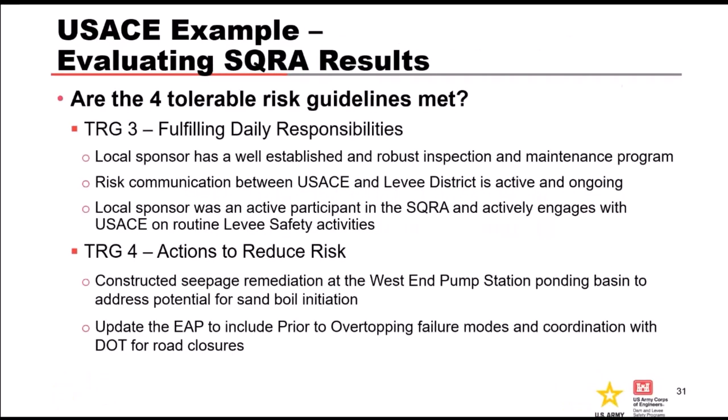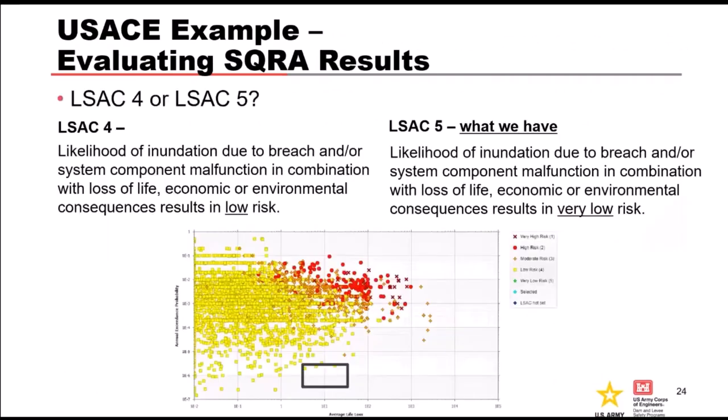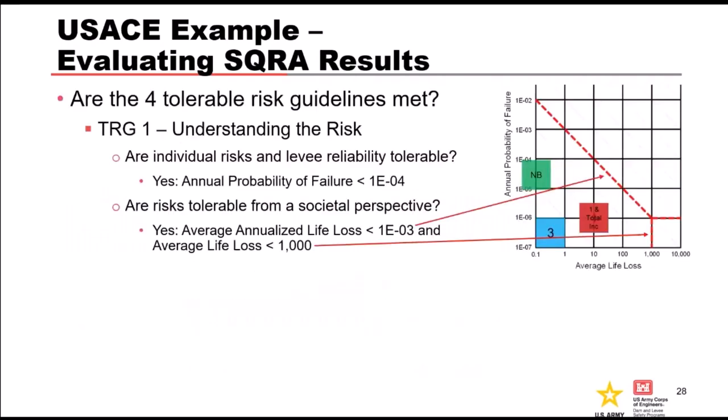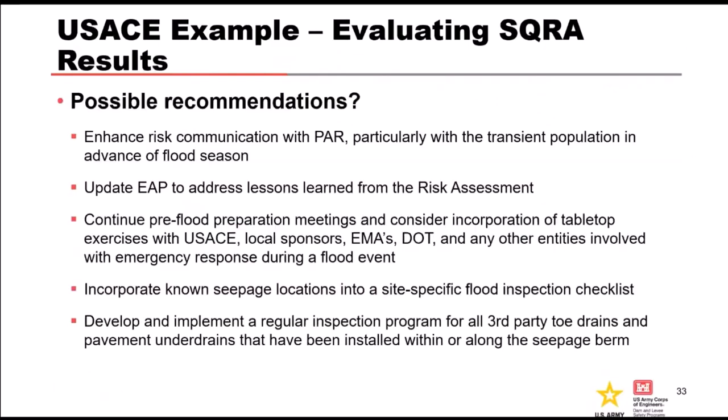So that's why I think they came back and said this is an LSAC 5 versus an LSAC 4. Because I think this could have been either, given where it plots. So it's these other intangibles that drive the decision makers to decide which way to go on this. So let's talk about what some possible recommendations for that could be.